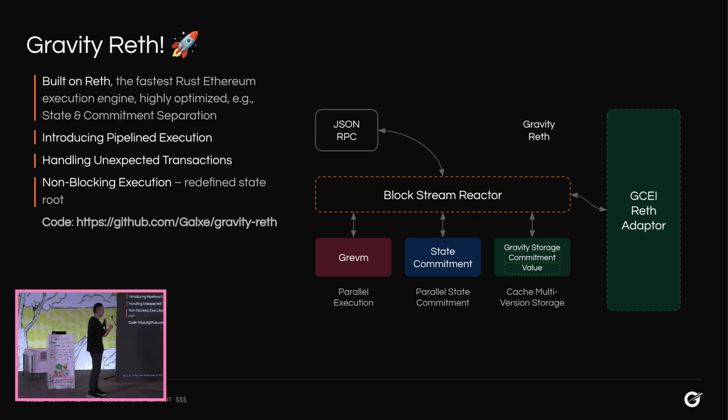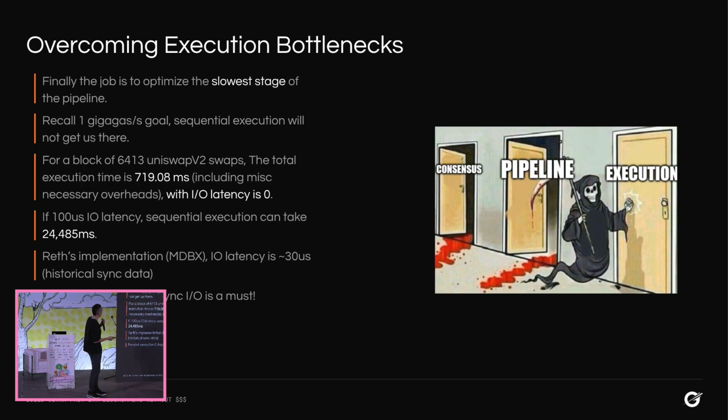The challenge we faced is that Reth is a traditional non-pipeline blockchain where things go one by one. We introduced a pipeline execution engine called the block stream reactor, which takes ordered blocks from the consensus engine and executes them in a pipelined manner across all these stages. You can find our code here. There are also some other challenges, but due to the time limitation, I'll probably not cover them.